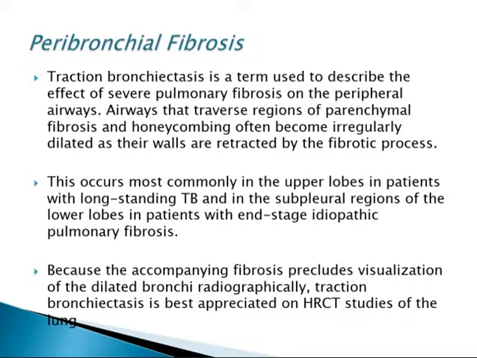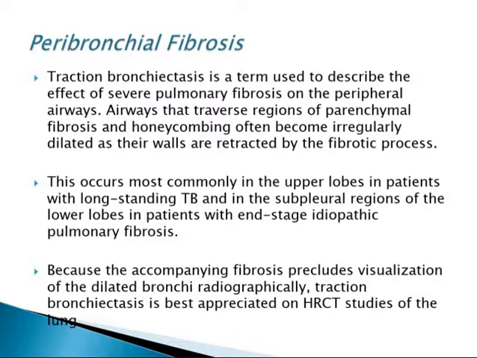Peribronchial fibrosis. Traction bronchiectasis is a term used to describe the effect of severe pulmonary fibrosis on the peripheral airways. Airways that traverse regions of parenchymal fibrosis and honeycombing often become irregularly dilated as their walls are retracted by the fibrotic process. This occurs most commonly in the upper lobes in patients with long-standing TB and in subpleural regions of the lower lobes in patients with end-stage idiopathic pulmonary fibrosis.